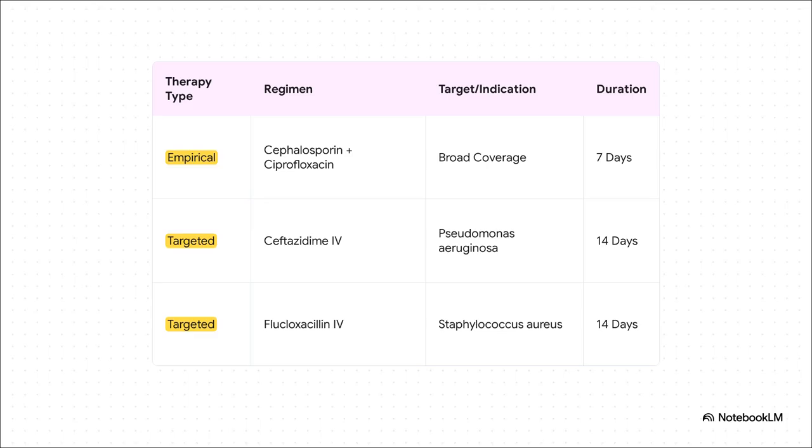The treatment strategy here really boils down to one key principle: de-escalation. You start broad, that's your empirical therapy. You hit them hard with something like a cephalosporin plus Cipro to cover your bases. But once you get that culture back and you have your target, you pivot. You narrow your fire. If it's Pseudomonas, you switch to something specific like ceftazidime. If it's Staph aureus, you use flucloxacillin. And duration? Well, for a while we thought longer was always better, but now for a straightforward VAP where the patient is improving, a 7-day course is often enough.